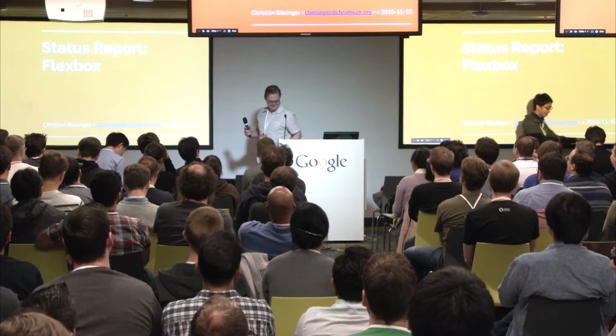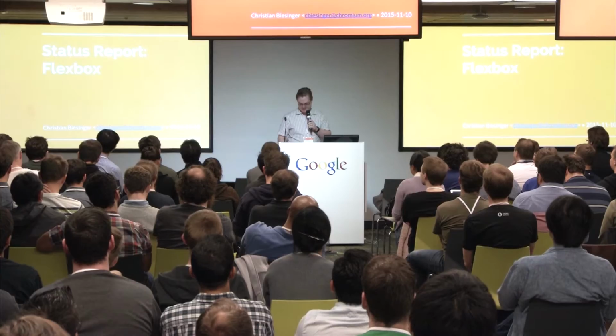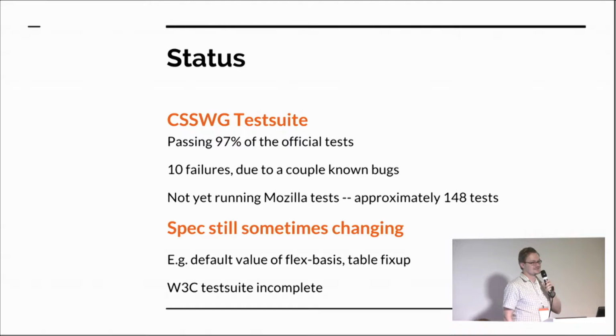Hi, I just wanted to give a quick update on what's going on with Flexbox, because I've been the one fixing the bugs and updating the code to the spec. We are now passing almost all of the tests in a test suite that the CSS working group has. Levi is happy, although you have to, well, see below. There's 10 failures. There's a couple of bugs and things we don't implement.